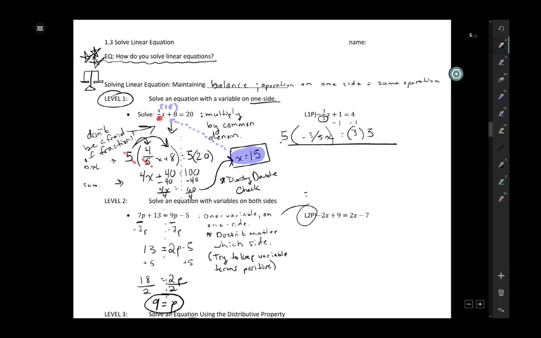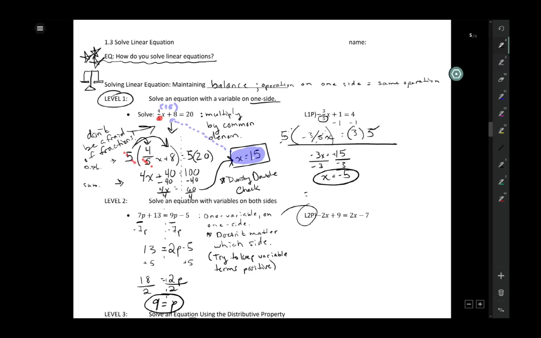Boom, boom, boom. Negative 3 equals 3 times 5 is 15. Going to divide by negative 3, and x equals negative 5. Okay, be careful. We divide by a negative. This is a positive divided by a negative, so you get a negative.